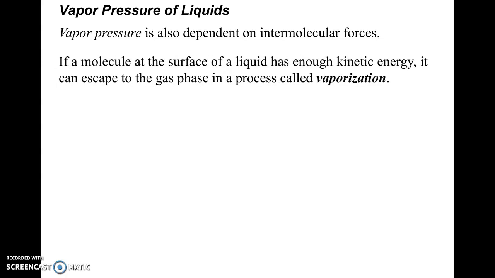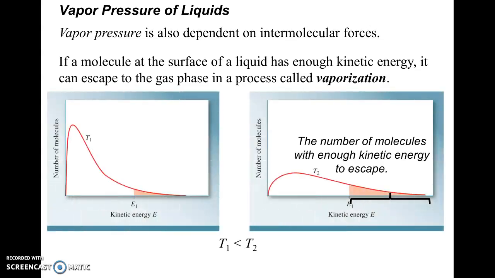Okay, now we're going to talk more about liquids, but in a little bit different way. We're going to look at the vapor pressure. This is also dependent on the intermolecular forces. So if you think about what vaporization is, it is because a molecule at the surface of a liquid gains enough kinetic energy, either by a change in temperature or by collisions with other molecules, that allows it to escape into the gas phase. That process is called vaporization.